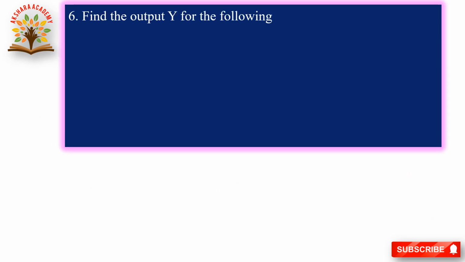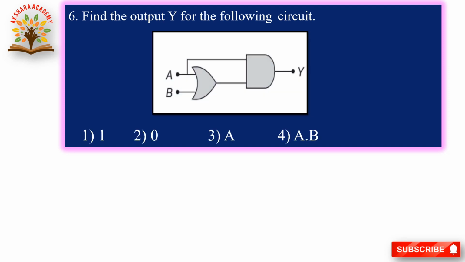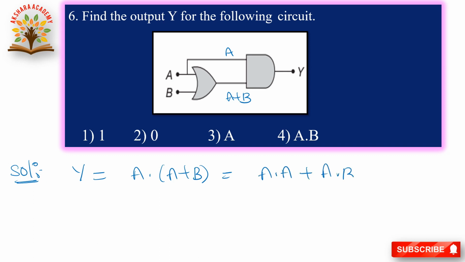Find the output Y for the following circuit. This is the circuit and we have to calculate the output Y. Here we have Ā and here A + B. Now let us go to the solution. Y = A · (A + B), which is A · A + A · B. So Y = A + A · B, that is equal to A.